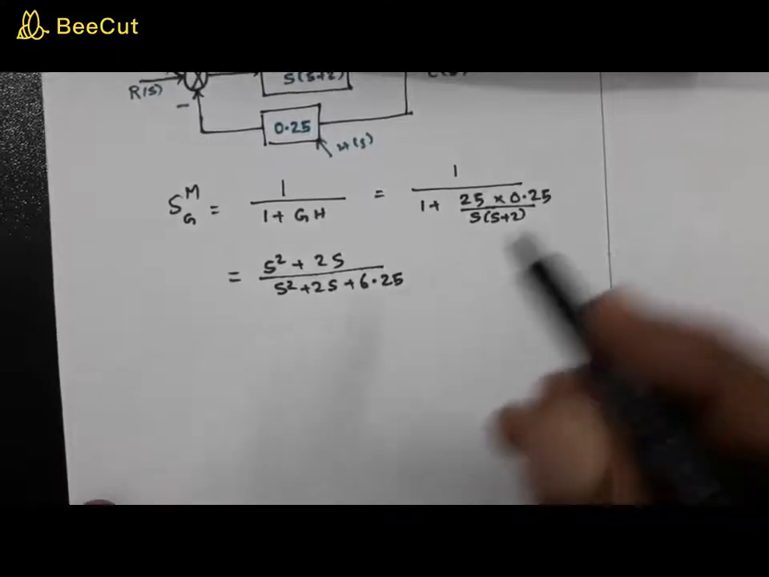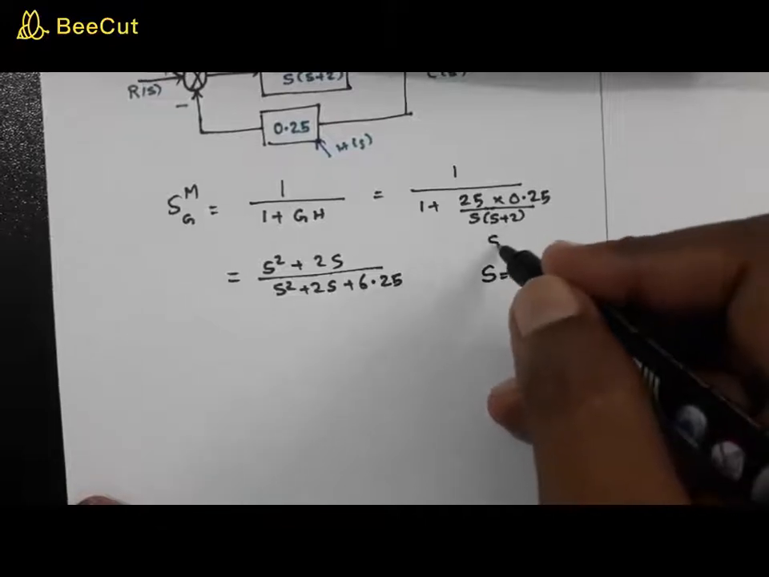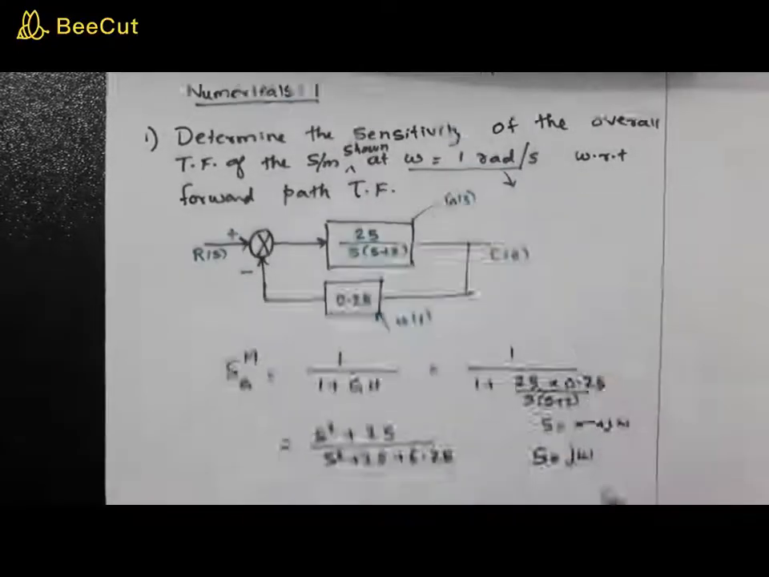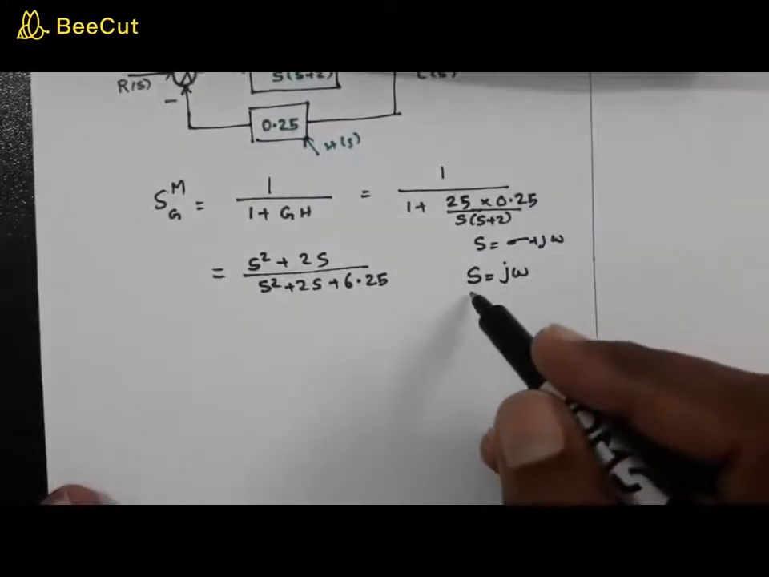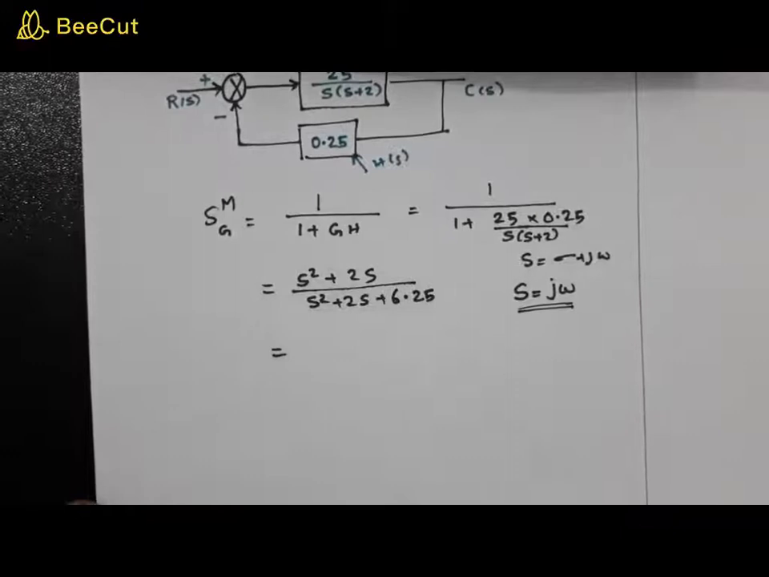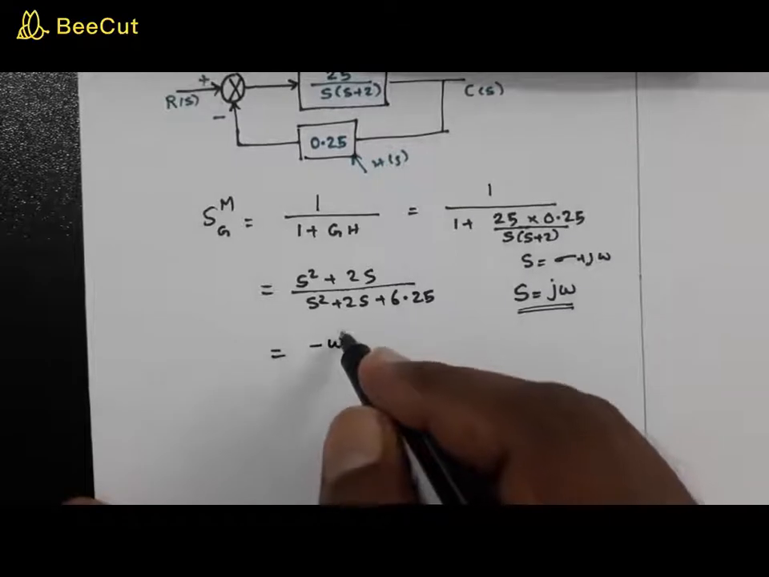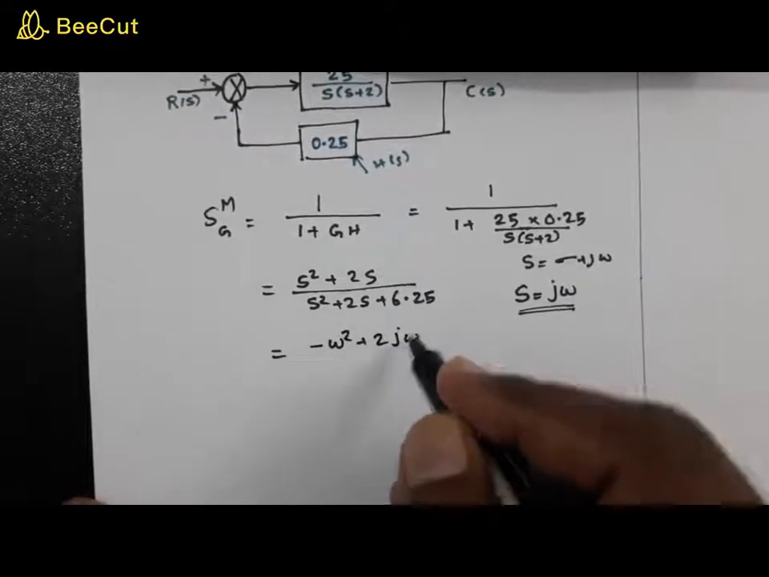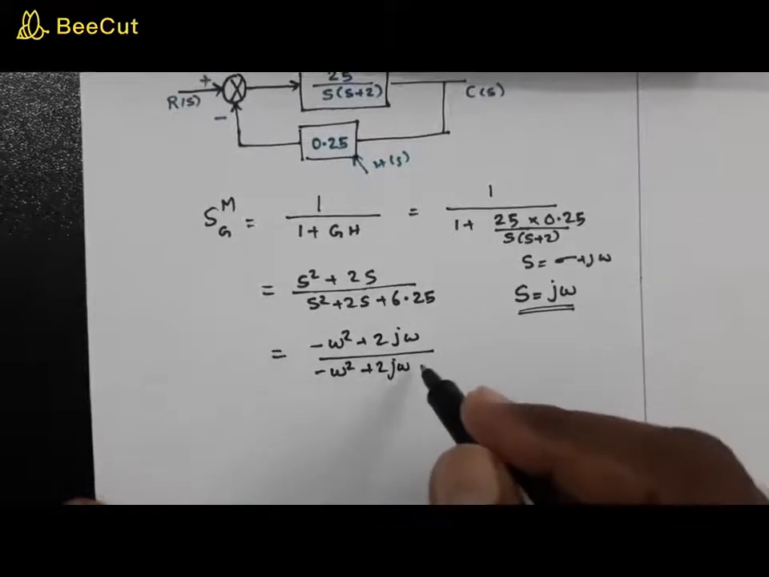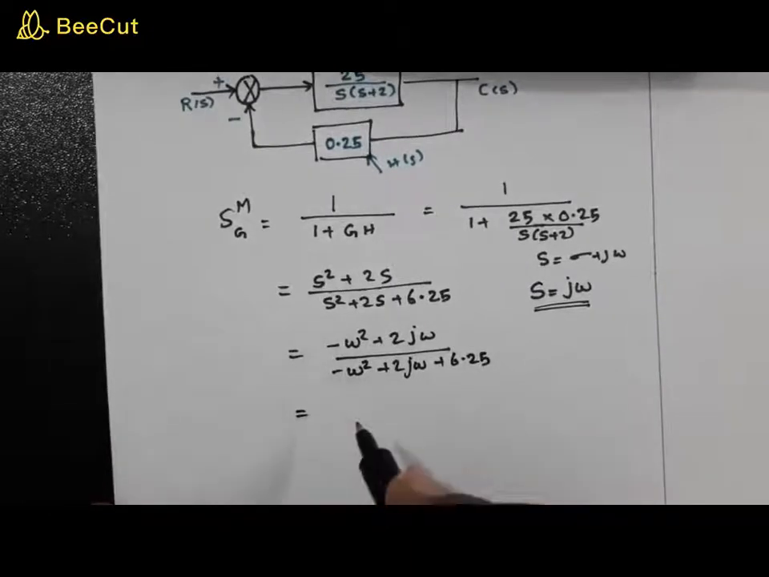So in this case, usually in an electrical system, we put s is equal to j omega, even though we know that s is equal to sigma plus j omega. Since we are concerned only with the frequency, we can neglect the value of sigma and put simply s is equal to j omega. Putting s is equal to j omega in this equation, you will get minus omega square plus 2j omega divided by minus omega square plus 2j omega plus 6.25.